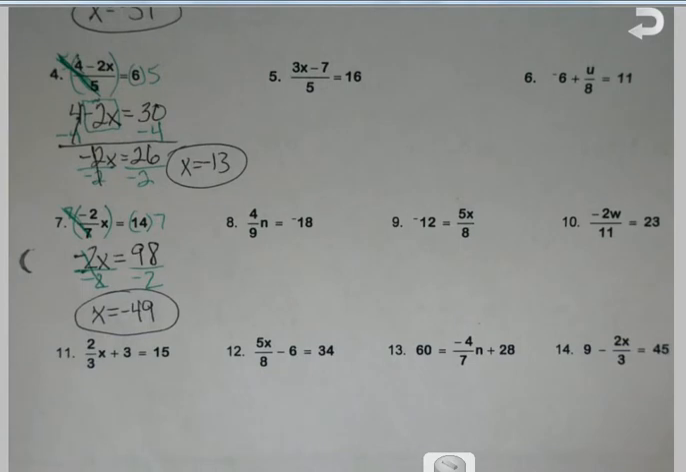Now, there's one exception to the rule on getting rid of the fraction first. And we're going to do that in number 11. And it kind of gets done all the way across the bottom here. So we're going to look at a couple of these.